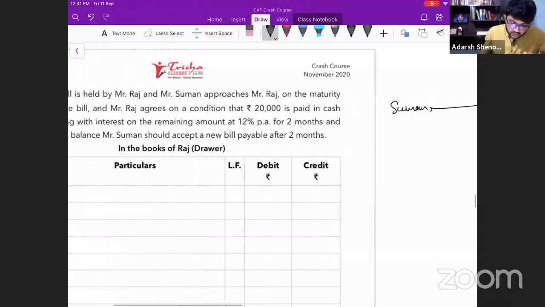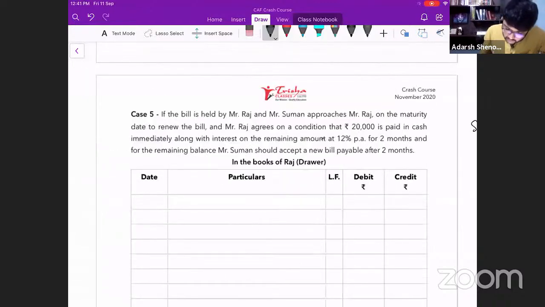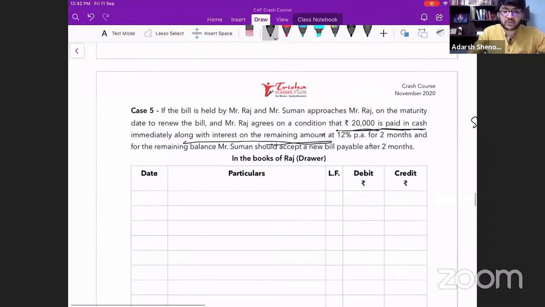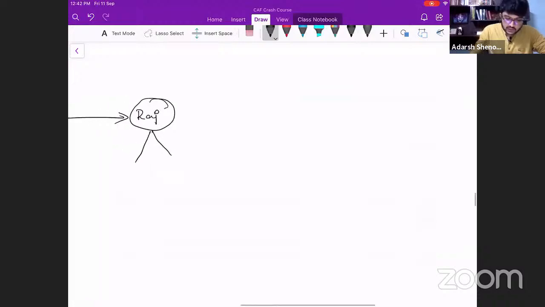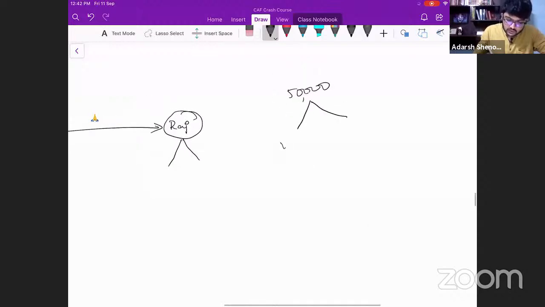Condition number 1, what he's saying is, on the condition that 20,000 is paid in cash along with interest on the remaining amount. How much is the total amount? 50,000 was the total amount. Is that correct? In this, how much am I paying right now? 20,000.